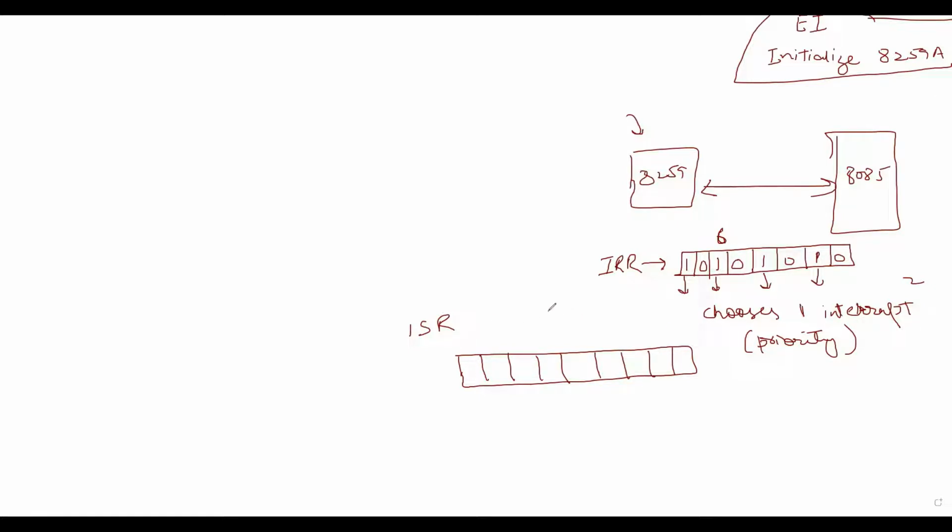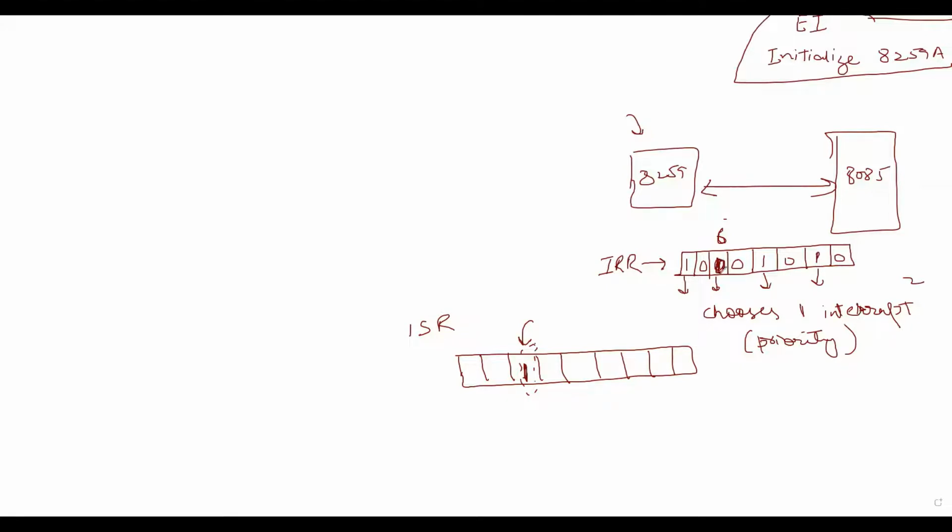Okay, so what it will do, let's suppose it has decided that it will choose this particular interrupt. It will handle this interrupt. So in this status register, in this in-service register, it will set that particular bit as 1. 1 means that it is currently servicing, or we can say handling, this particular interrupt. And at the same time, it will make this bit as 0.